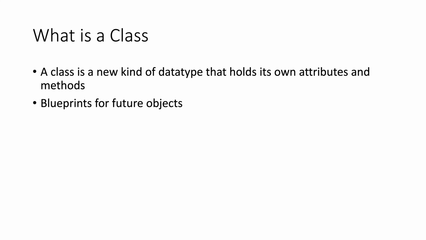So a class is a new kind of data type that holds its own attributes and methods. Classes are also the blueprints for future objects. And classes are really complicated in the beginning, but as we move forward and use classes more, we're going to see how useful classes actually are. So let's move into PyCharm and I'll show you a pretty basic example of how to use classes.